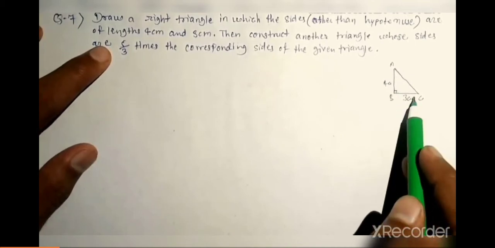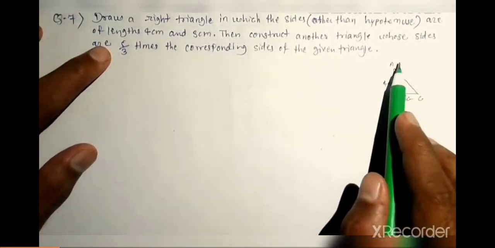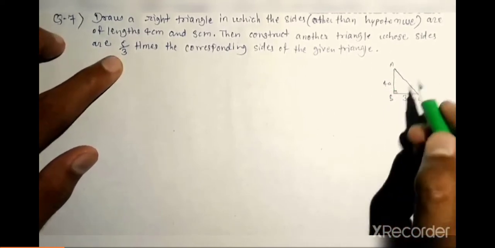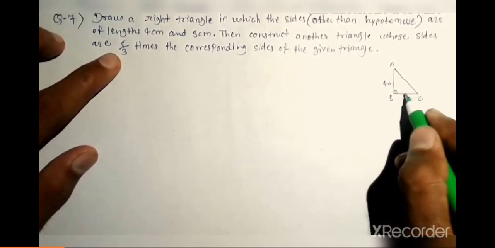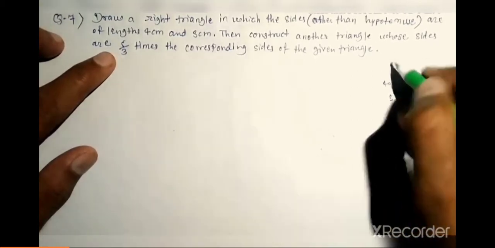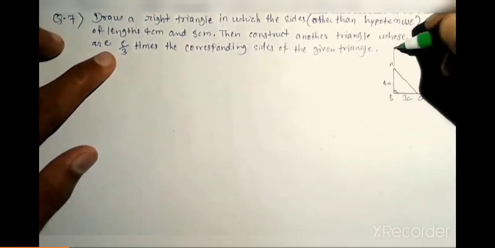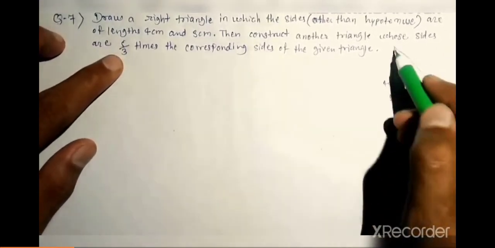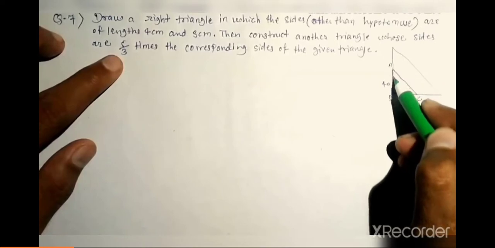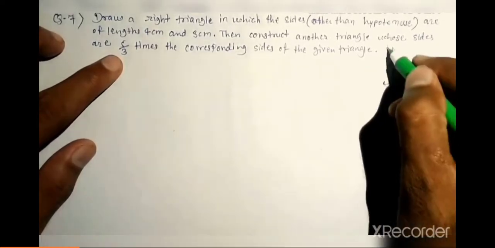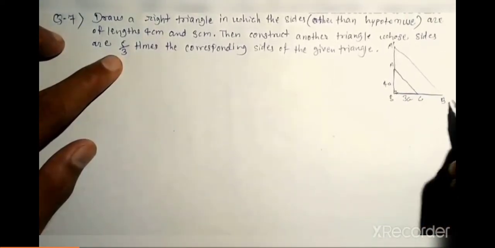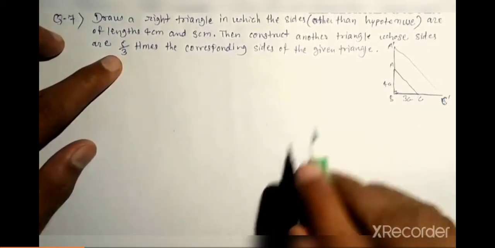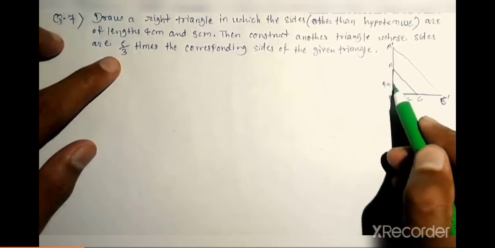You know how to draw a right angle triangle, and you know how to construct the angle. Now 5/3 means it will be bigger than the given triangle. Before, we constructed a smaller triangle inside, with 2/3. Now 5/3 means outside, so the triangle we are going to construct is bigger than the given triangle.